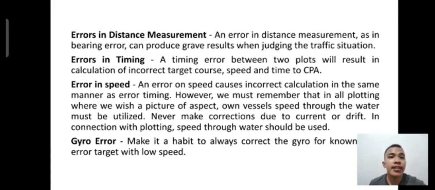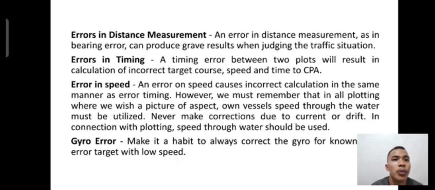Error in distance measurement. An error in distance measurement, as in bearing error, can produce grave results when judging the traffic situation. Error in timing. A timing error between two plots will result in calculation of incorrect target's course, speed, and time to CPA. Error in speed. An error in speed causes incorrect calculation in the same manner as error in timing.